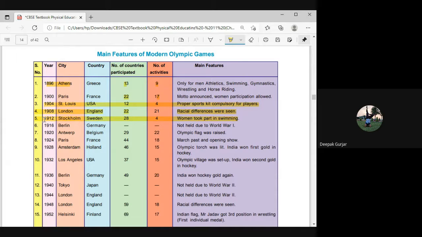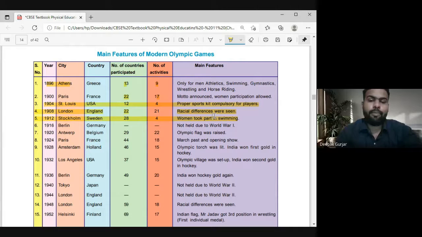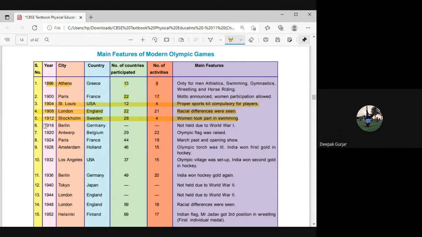If we talk about 1912, it was in Sweden. At that time, 28 countries participated, and there were only 4 activities. Women took part in swimming from that time. So swimming was started, and women swam. If we talk about 1916, it was to be in Berlin, Germany, but it was not held because of the World War. So this Olympics was not held due to World War I.